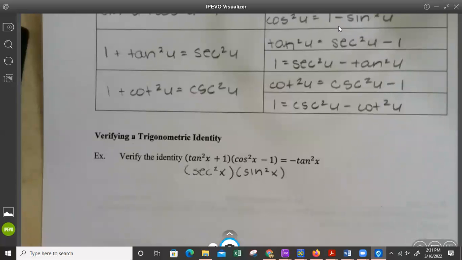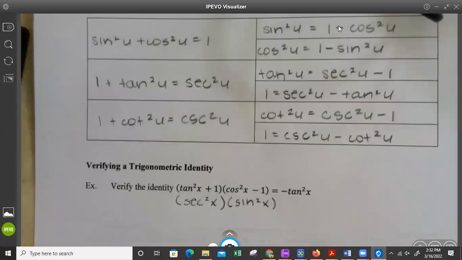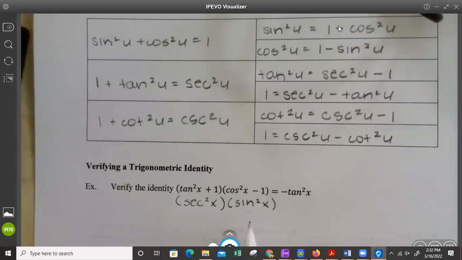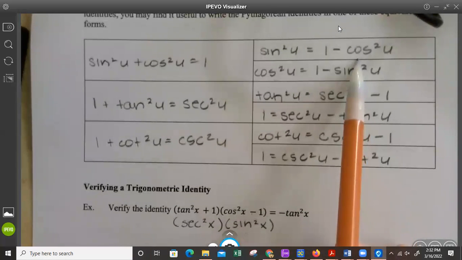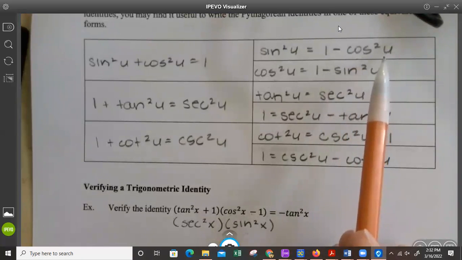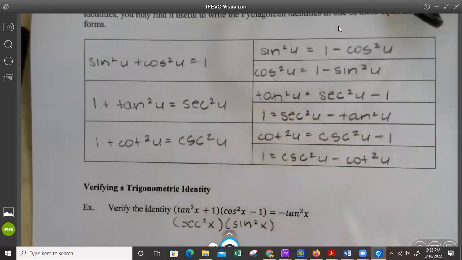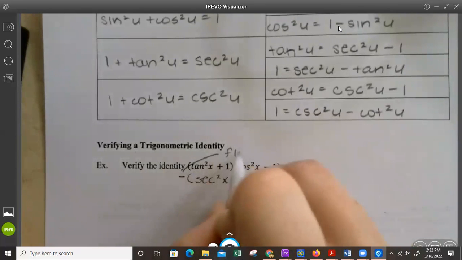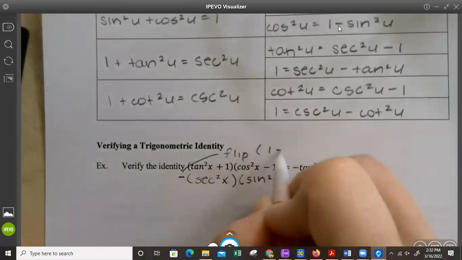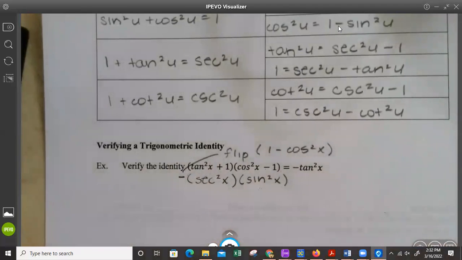Is it sine squared x? Look at it one more time. Cosine squared x minus 1. What did we have? One, we had it opposite. So what do we do to make it flip around? We talked about this yesterday. Put a negative. So we're just going to throw a negative right here. Why did that negative do that? Because we had to flip 1 minus cosine squared x.